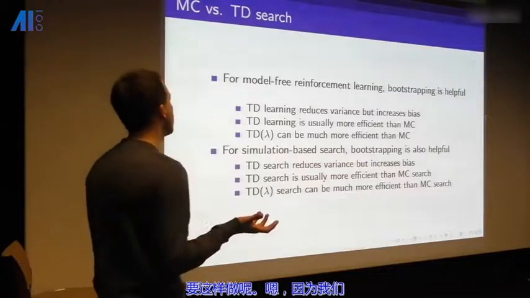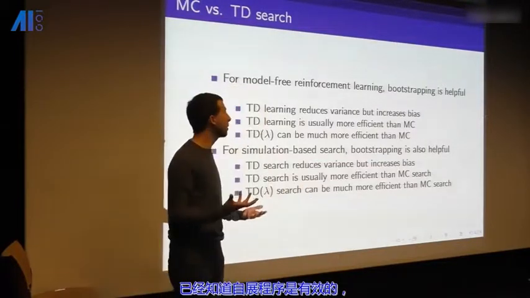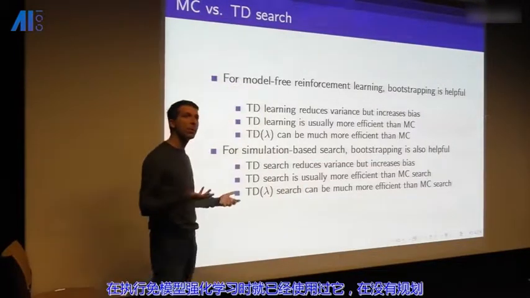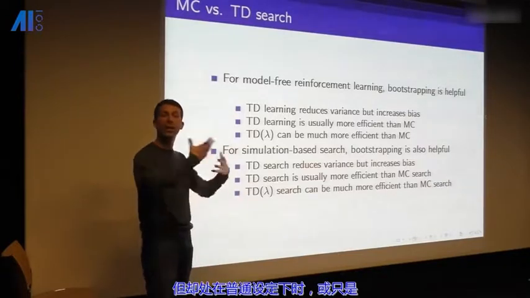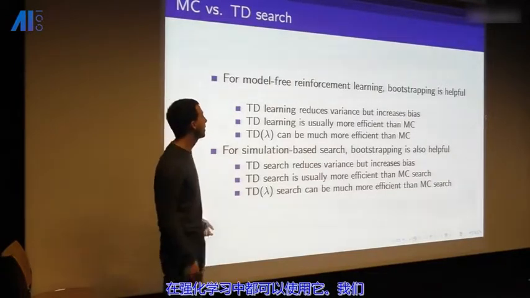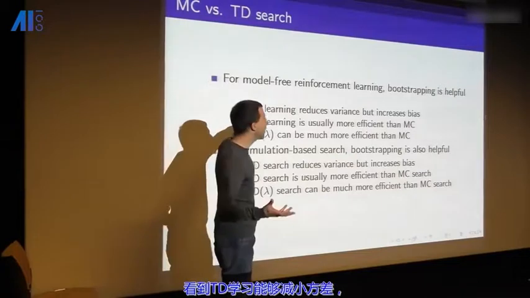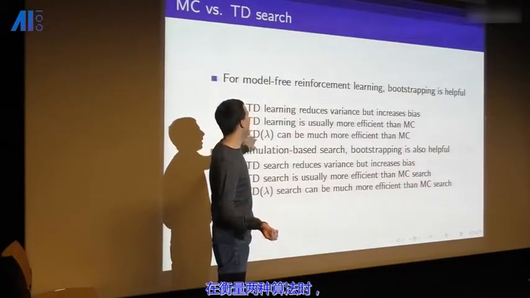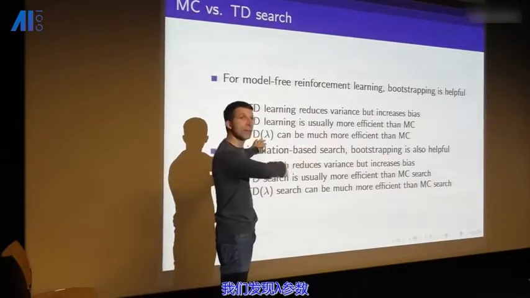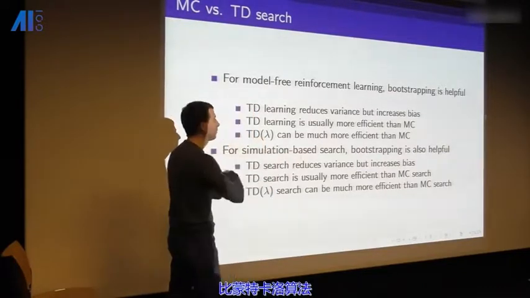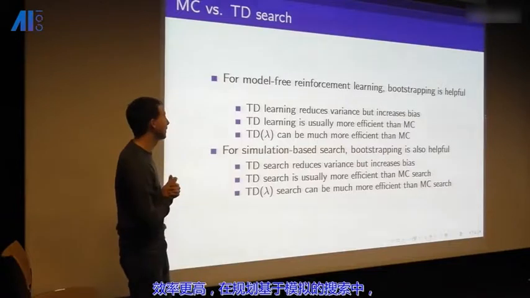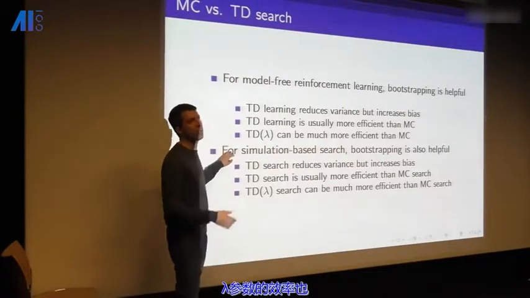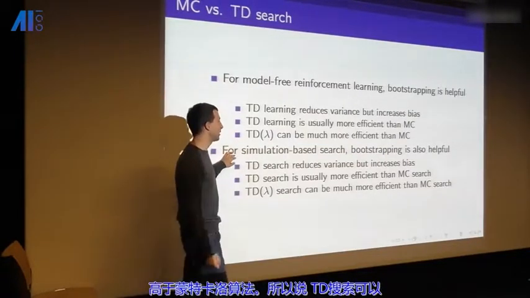And so why should we do this? Well, because we've seen that bootstrapping is helpful. We've seen when we're doing model-free RL, when we're not planning, but in our usual setting of just reinforcement learning, we saw that TD learning reduced variance. It could be more efficient than Monte Carlo. And when we found this lambda parameter, we were often much more efficient by trading off between Monte Carlo and bootstrapping. And the same is true when we use these planning methods for simulation-based search.